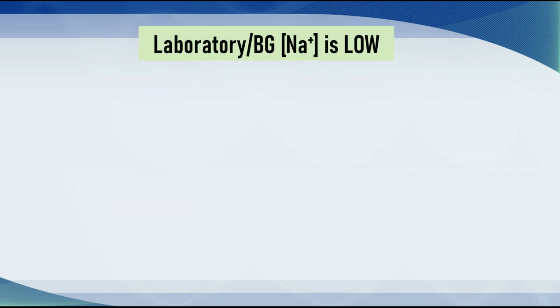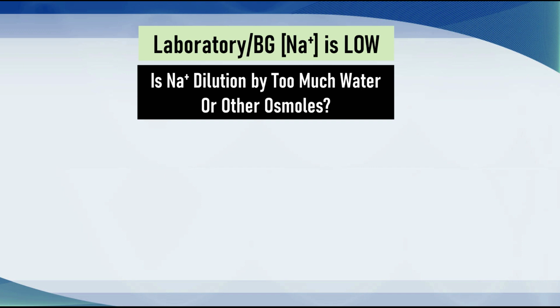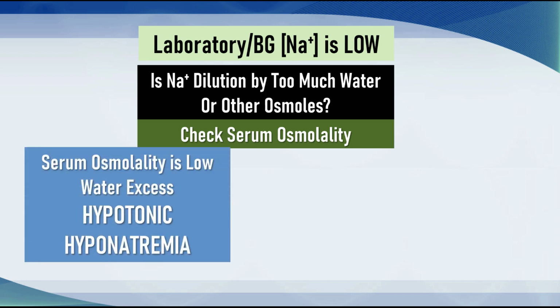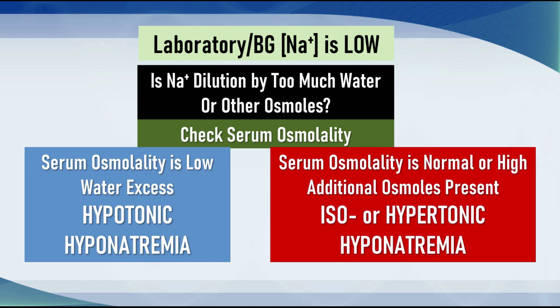And the reason for this is that sodium dilution can be caused by two things: too much water or other osmoles. If the serum osmolality is low, which it nearly is in all the cases that you see, then there is water excess and hypotonic hyponatremia. This is the majority of cases that you will ever see, but you need to be so careful, because if the osmolality is normal or high, then there is isotonic or hypertonic hyponatremia, and the cause of this problem is nearly always toxic. The treatment is completely different and you need to get onto it as soon as possible.